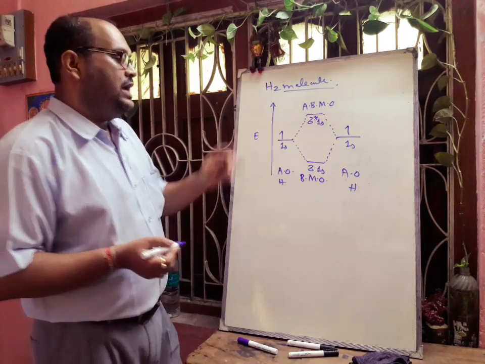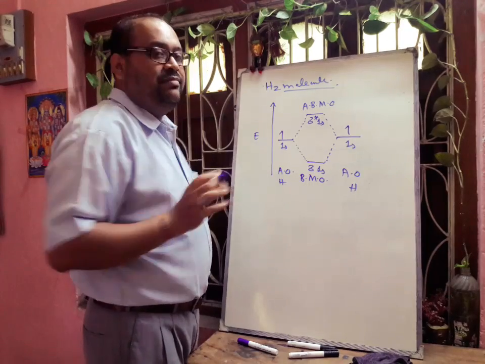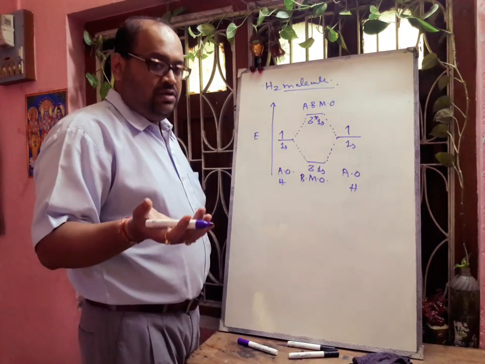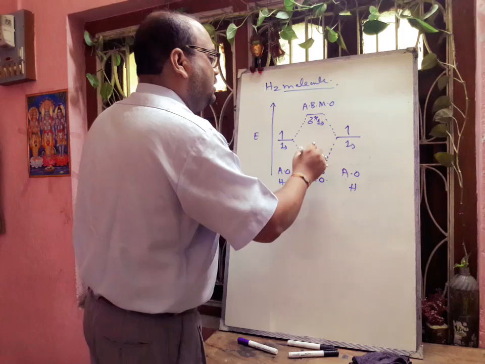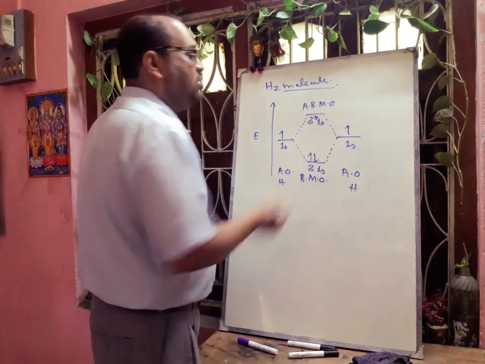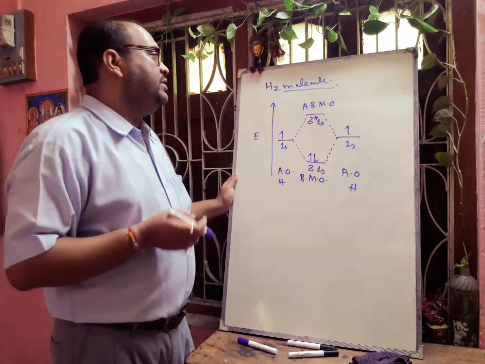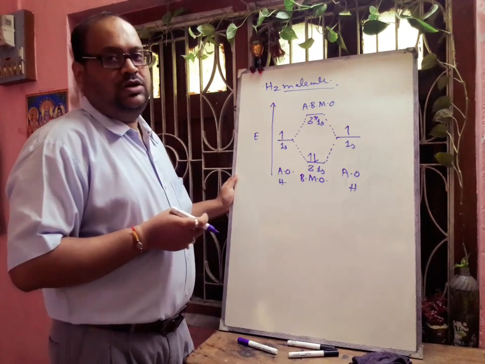Okay. So here each molecular orbital can hold a maximum of 2 electrons. So here there will be 2 electrons, one electron and another electron, both electrons being of opposite spin. So this is the MO diagram of the hydrogen molecule.